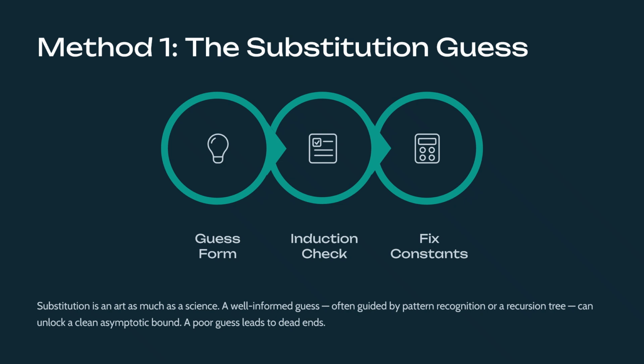However, choosing the correct guess requires experience. Often, we examine small input values or draw a recursion tree to identify patterns before making the guess. This method is extremely powerful because it can solve recurrence relations that cannot be handled directly using the master theorem.